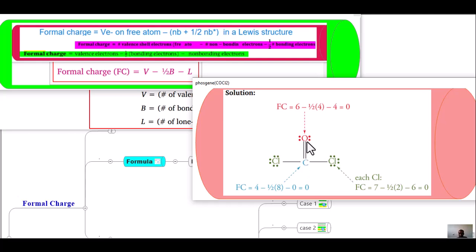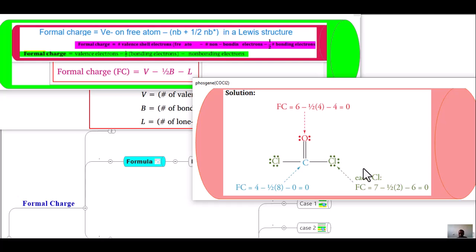Similarly, the formal charge for oxygen. Oxygen has atomic number 8, that is 8 electrons. If you configure 8 electrons, we will get 2, 6. 6 is the valence electrons for oxygen. So 6 valence electrons minus half of the number of bonding electrons. We have 2 bonds, that is totally 4 electrons, minus the lone pair electrons at the oxygen. We have 4 electrons, which is equal to 0.